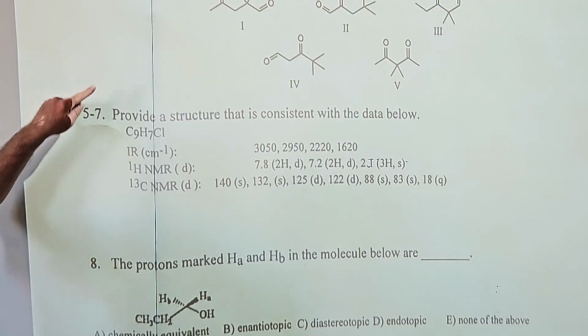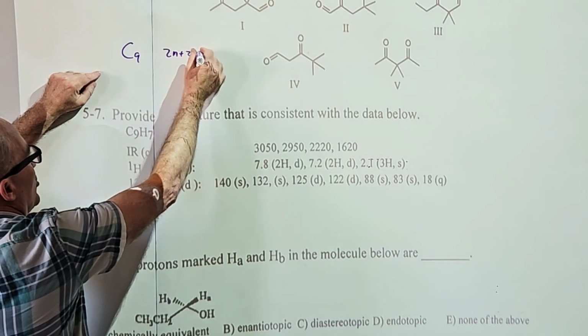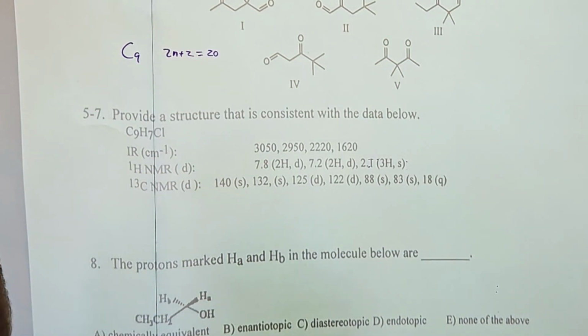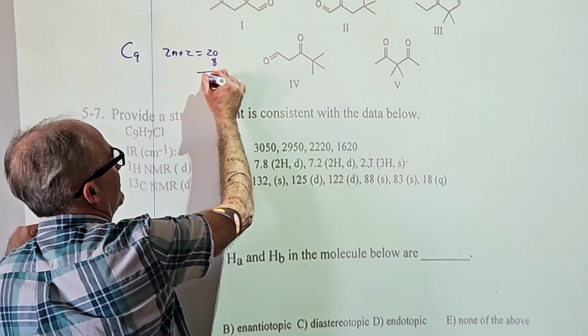So a question on the practice quiz. First thing I do is look at that C9. It gets me to 20, right? Well, it's a little awkward. Maybe not. I'm gonna go 8 because I'm gonna add that chlorine. That chlorine takes the spot.